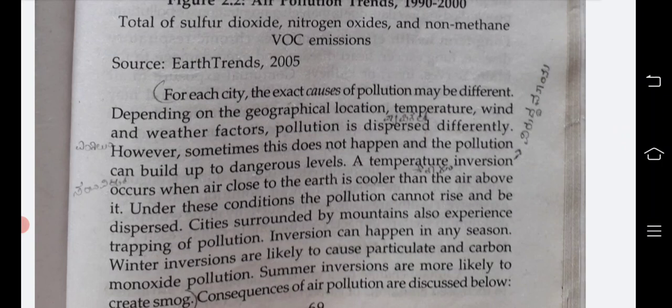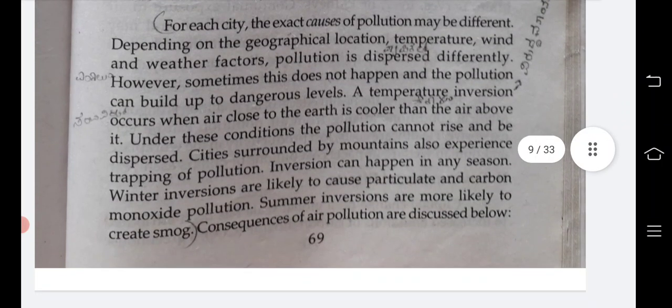Now, for each city, the exact cause of pollution may be different depending on the geographical location, temperature, wind, weather factors, etc. However, sometimes this does not happen and the pollution can build up to dangerous levels. A temperature inversion occurs when air close to the earth is cooler than the air above it. Under these conditions, the pollution cannot rise and be dispersed. Cities surrounded by mountains also experience trapping of pollution. Summer inversions are more likely to create smog, which generally happens in Delhi.